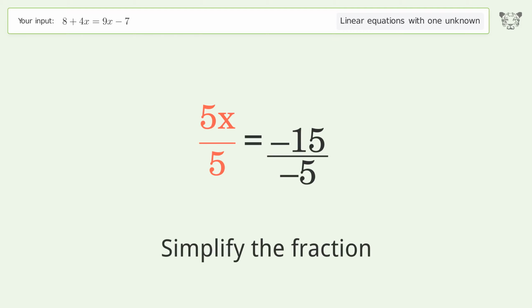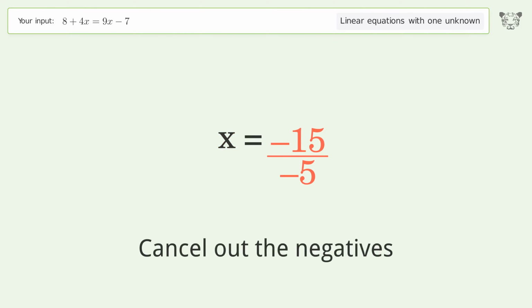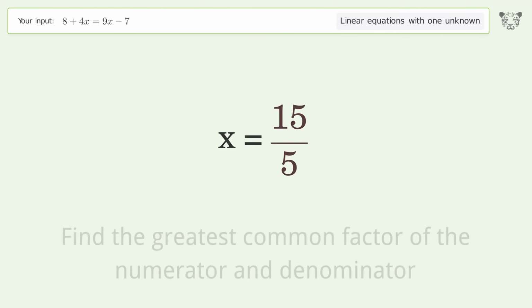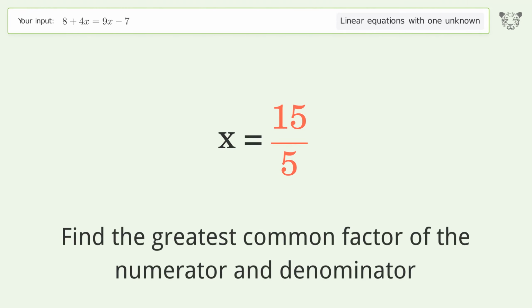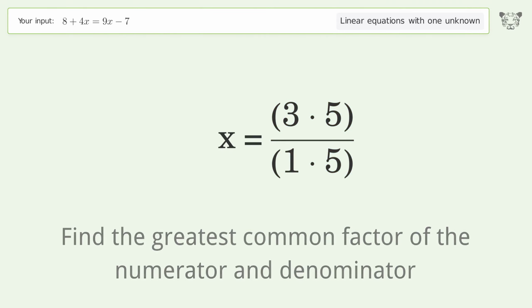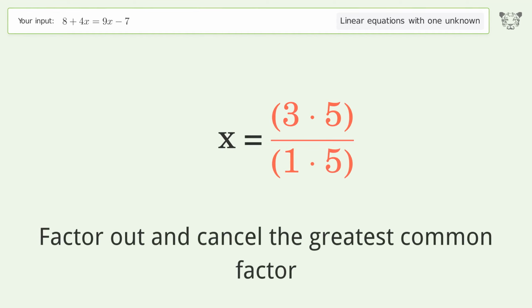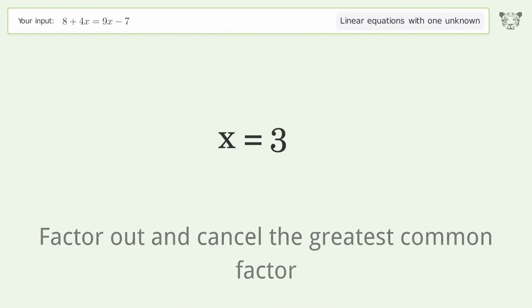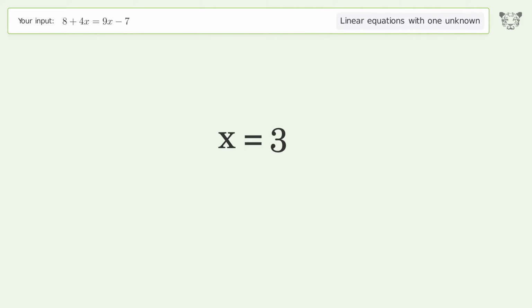Simplify the fraction. Cancel out the negatives. Find the greatest common factor of the numerator and denominator. Factor out and cancel the greatest common factor. And so the final result is x equals 3.